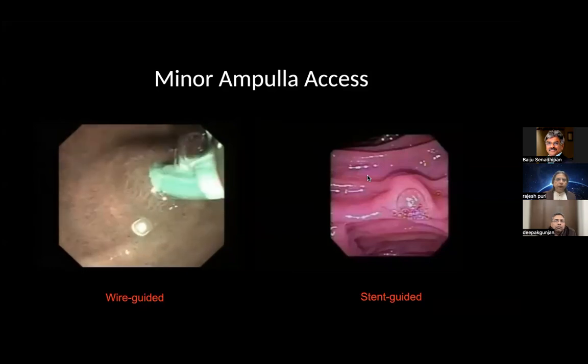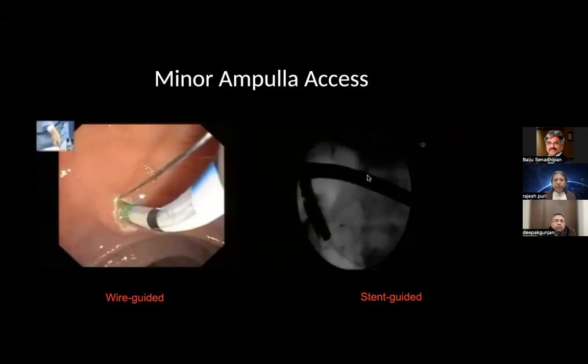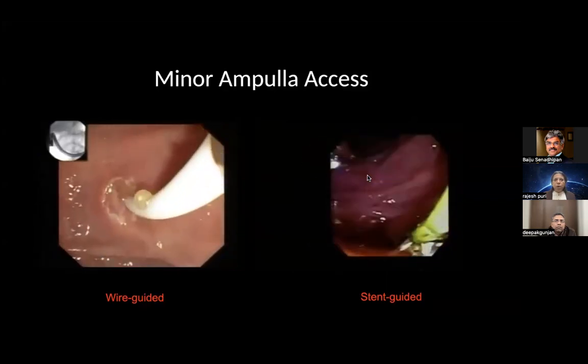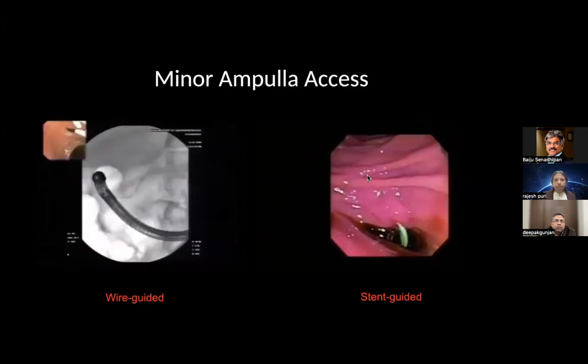Sometimes, if it is difficult, then use the wire guided, and I sometimes use the NBI. And with the help of the wire, we try to cannulate. Sometimes stent guided: we cannulate with the wire, put a stent, and over the stent, we do a minor papilla sphincterotomy.